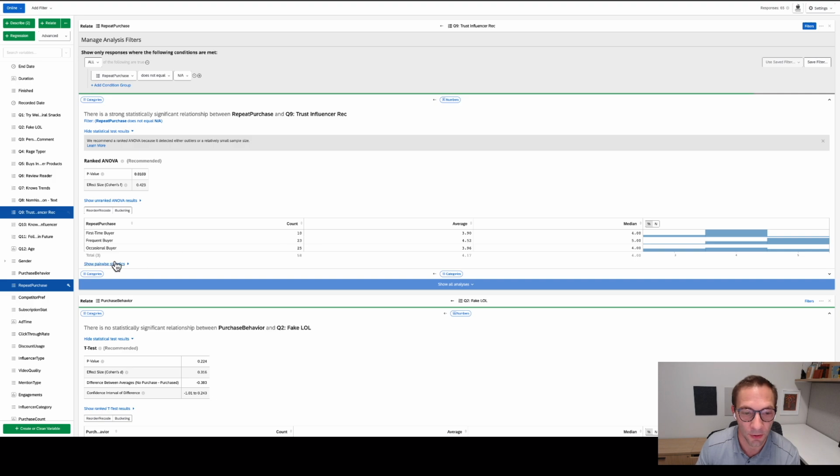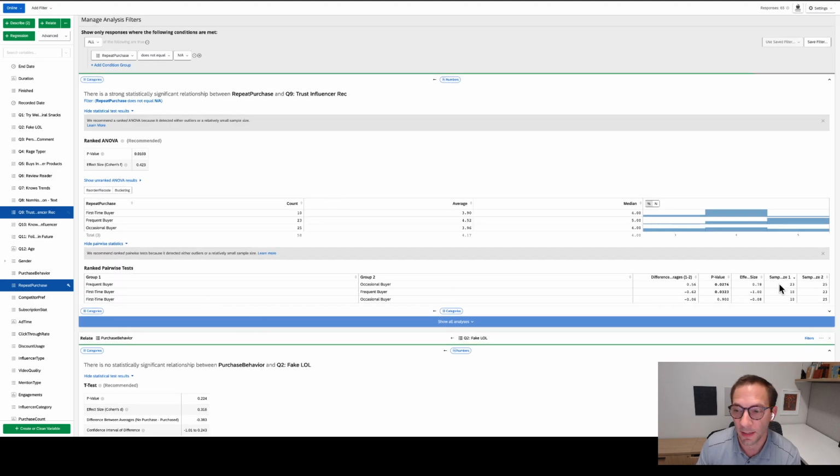So let's go to the pairwise comparison table. This gives us the p-value between frequent buyer and occasional buyer. The second one gives us the p-value between first-time buyer and frequent buyer. And this last one gives us a p-value between first-time buyer and occasional buyer. Obviously, the top two are the significant ones, not this last one. So just as I said, 3.9 and 3.96 are not statistically significant, all right? But frequent buyer is statistically higher than first-time buyer, and frequent buyer is also statistically higher than occasional buyer.